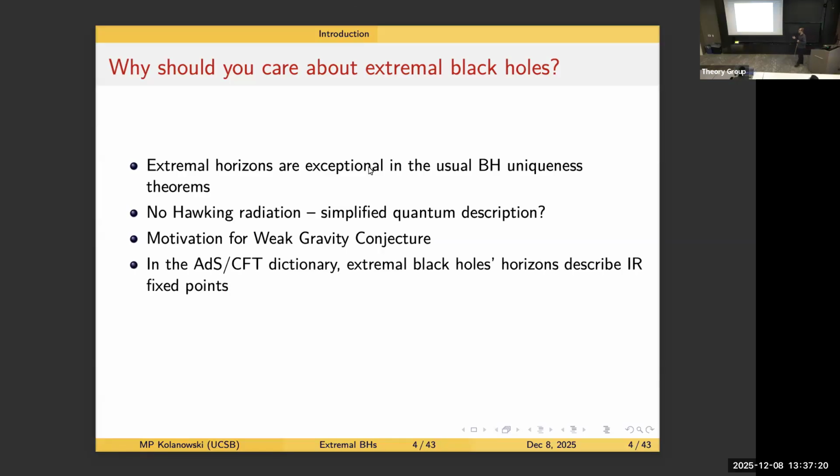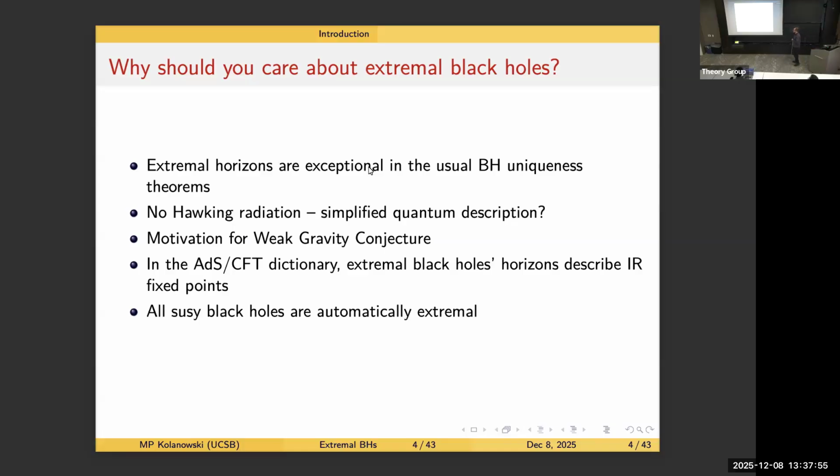From the point of view of AdS/CFT holography, extremal horizons describe the infrared fixed point. So you may think about radial evolution from the boundary of AdS to the horizon as RG flow, as we move from the UV on the boundary to the infrared. So by studying large black hole horizons and what can happen near them, we can perhaps learn something about the IR of holographic CFTs.